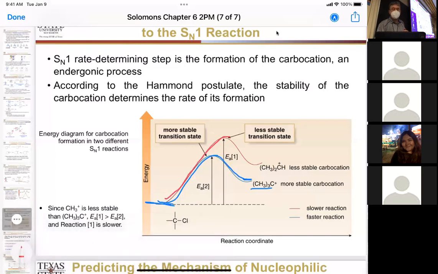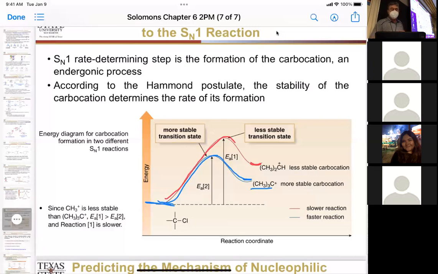Our secondary is going to have a higher activation energy because it's a less stable carbocation. So it's going to form slower. So your tertiary alkyl halide is going to form a tertiary carbocation more readily than a secondary carbocation can form. And it's going to happen faster and be more stable.